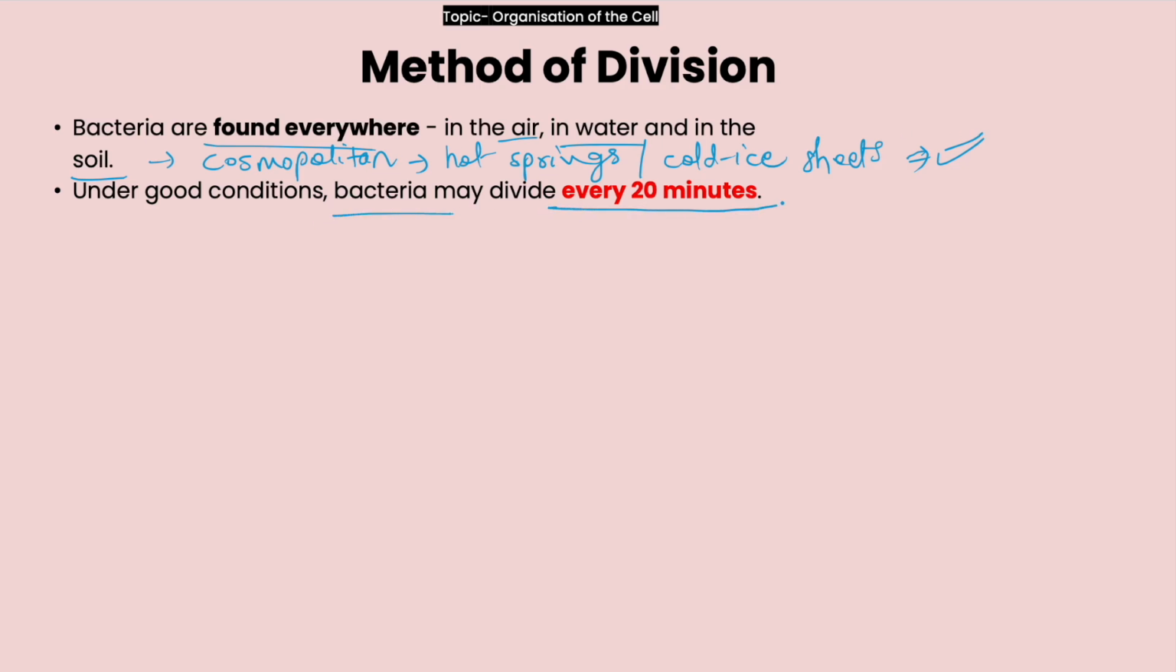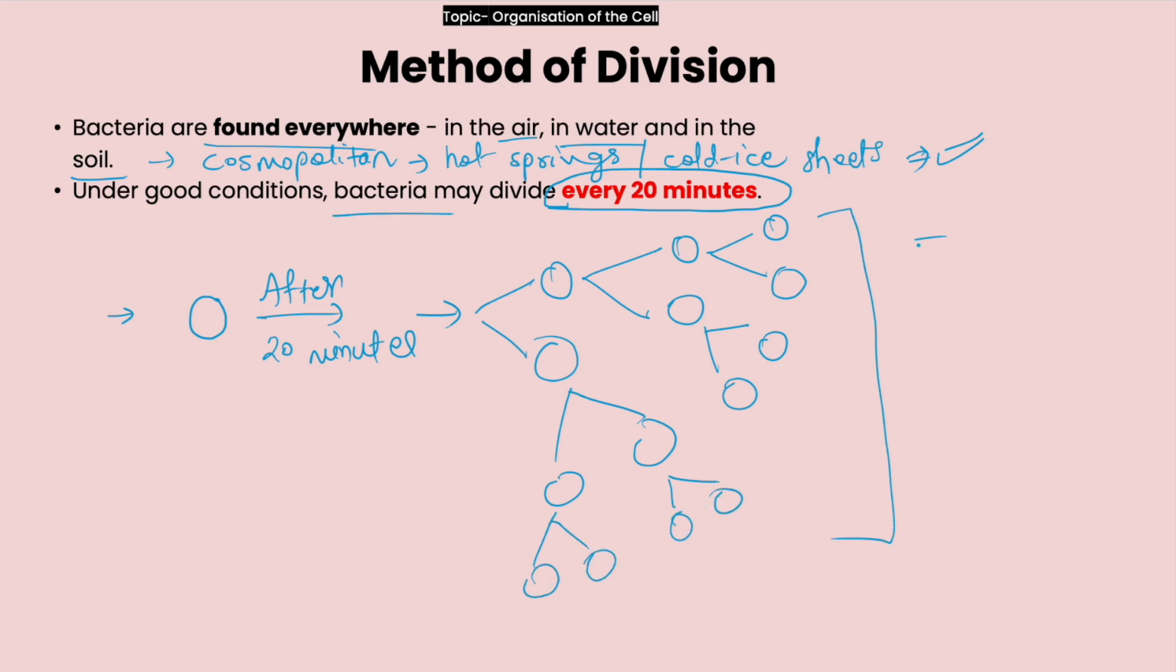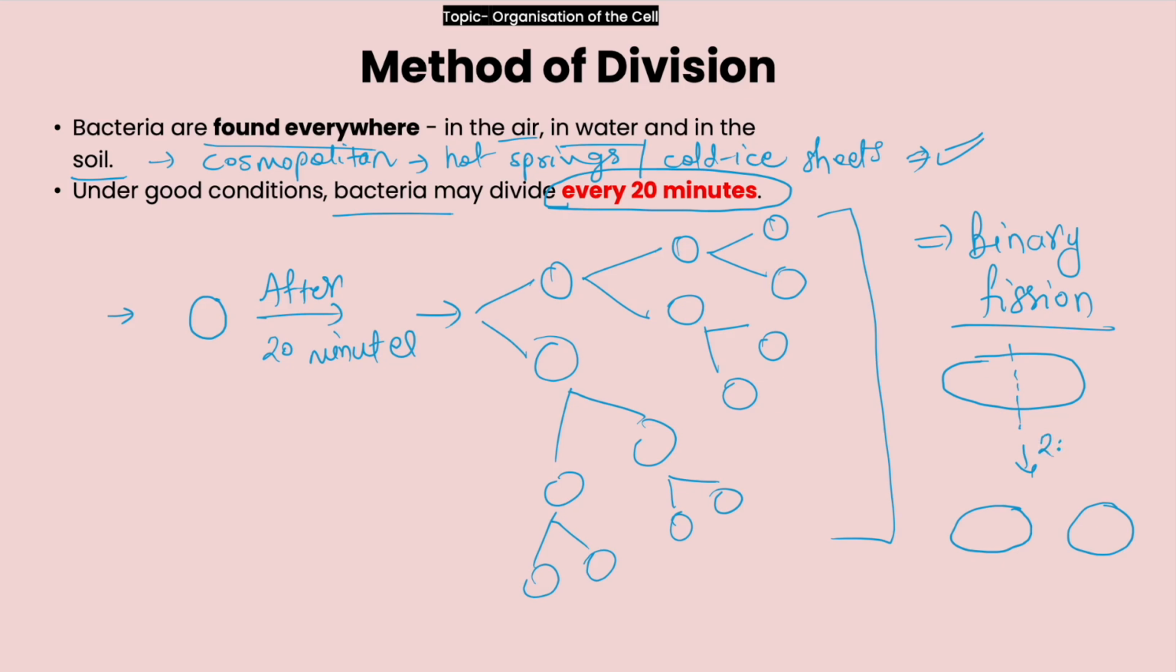Under good conditions, bacteria may divide every 20 minutes. What does it mean? It means a single bacteria after 20 minutes becomes two bacteria. After next 20 minutes, it will form four bacteria. After next 20 minutes, it will form 8 bacteria. This mode of reproduction of the bacteria is called binary fission. Single bacterial cell divides from the center into two bacterial cells. And the time it takes to divide is just 20 minutes. So it's a very rapid mode of reproduction.